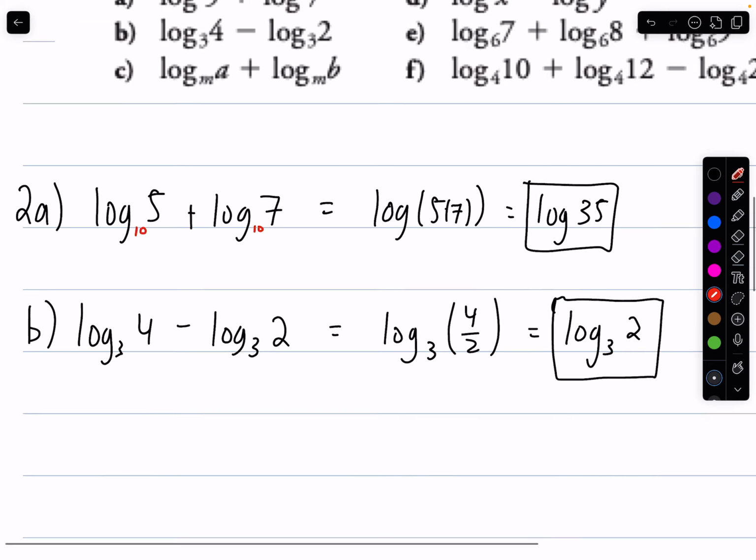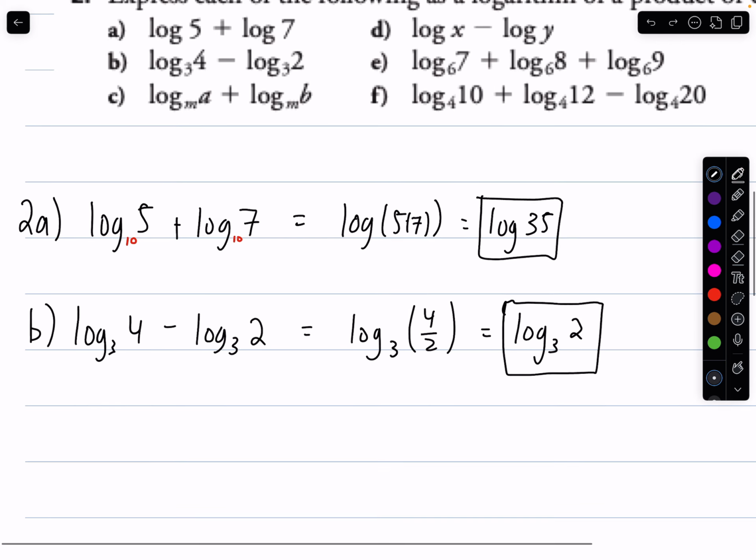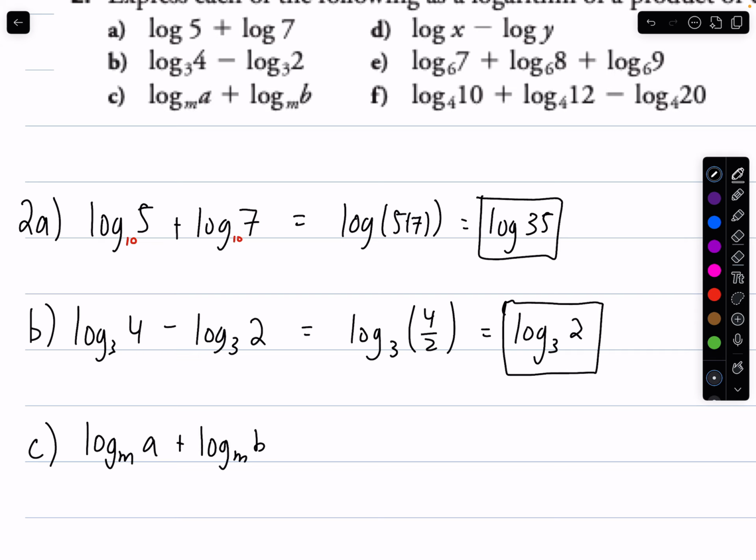But if you look at part B, they actually do have a base, which is base 3, and then we can go from there. So this is just another check I want you guys to know as you go through these questions. Okay, let's look at question C. Log m A plus log m B. Because they're adding and they have the same base, which is m, this is just going to be log m AB. And that will be your answer.